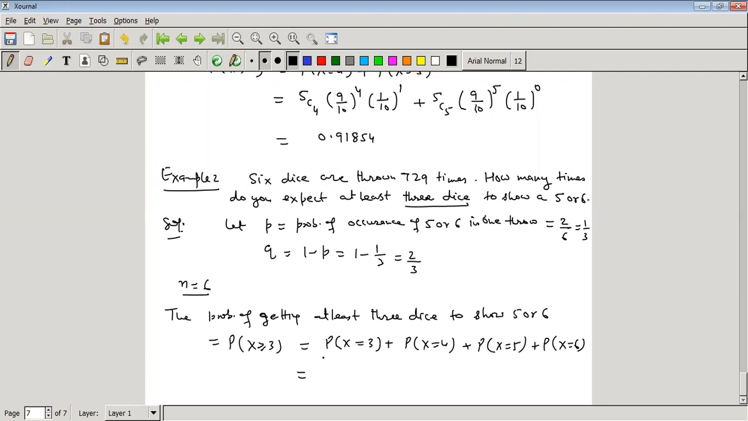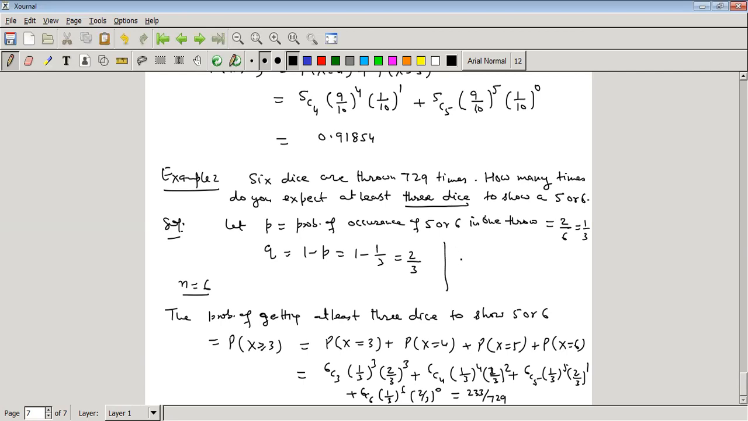And the probability of x equal to 3, we can write this as 6C3, P to the power 3, P is 1 by 3 to the power 3, Q is 2 by 3 to the power 6 minus 3 is 3, plus 6C4 1 by 3 to the power 4 into 2 by 3 to the power 2, plus 6C5 1 by 3 to the power 5 into 2 by 3 to the power 6 minus 5 is 1, plus 6C6 1 by 3 to the power 6 into 2 by 3 to the power 0, and after solving we get 233 by 729, because this is the probability of at least 3 dice showing 5 or 6.